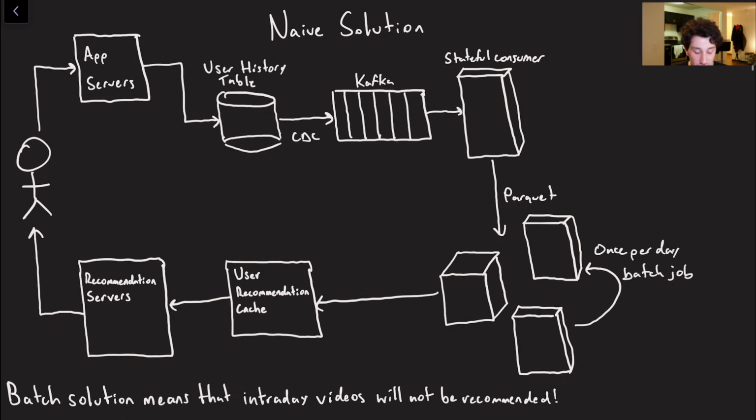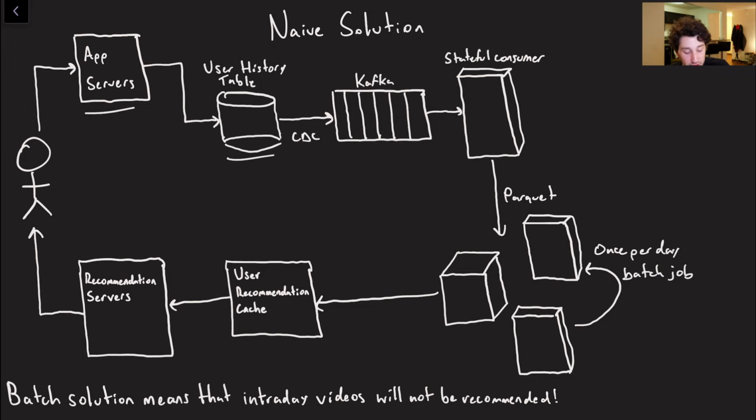So what would a naive solution to a problem like this be? Well, basically, it would look something like this. We've got some app servers, right? So imagine this is YouTube, and in an app server, I would basically say, I just watched a video. That would go to my user history table.